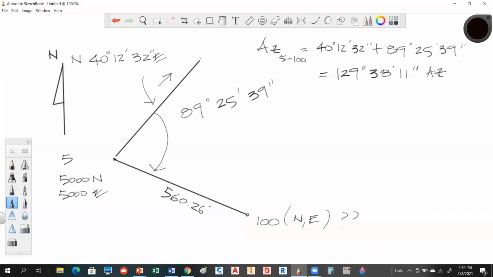All right, so now all I need to do is calculate a latitude and a departure. My latitude from 5 to 100 is the distance, 560.26 times the cosine. Remember, we're always using that cosine in this case. That's another advantage to using the surveying relationships. We don't ever have to worry about that. Hold on a minute, I have to calculate it. You guys can verify it for me.